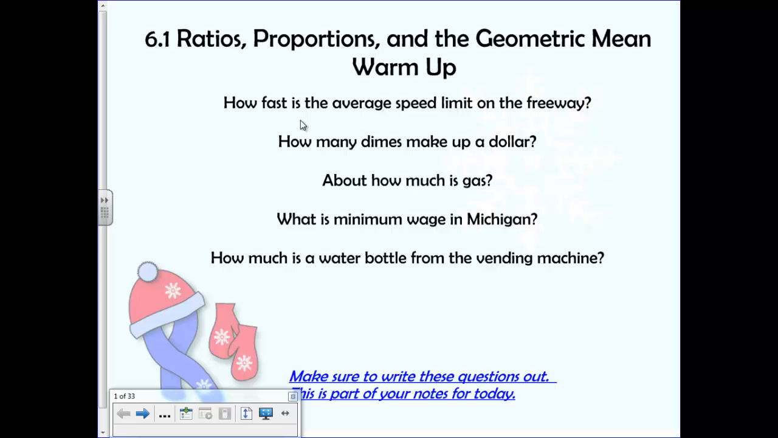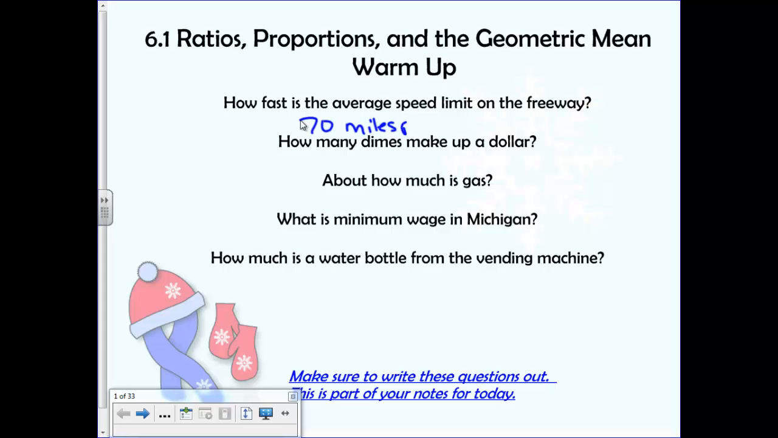So chapter 6, we're moving into ratios, proportions, and the geometric mean. We won't get to geometric mean today. We probably won't even get to proportions today. This is just kind of an intro to get us thinking about, well, where do we see ratios in real life? If I say, how fast is the average speed on the freeway? 70 what?